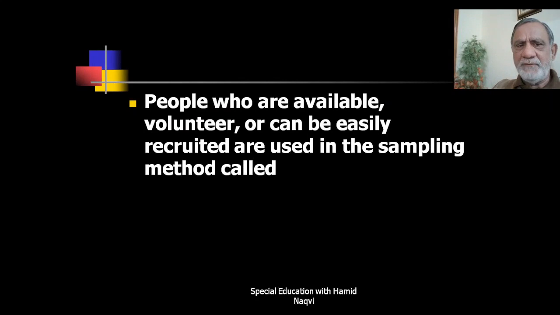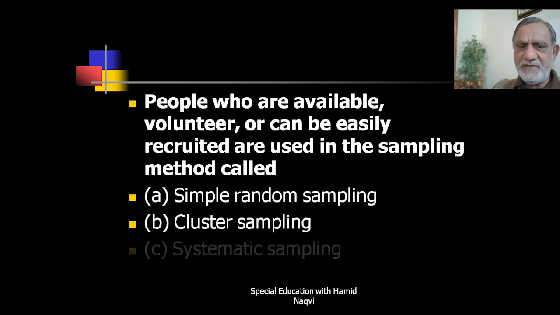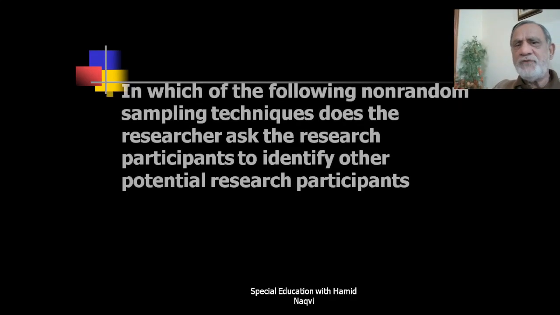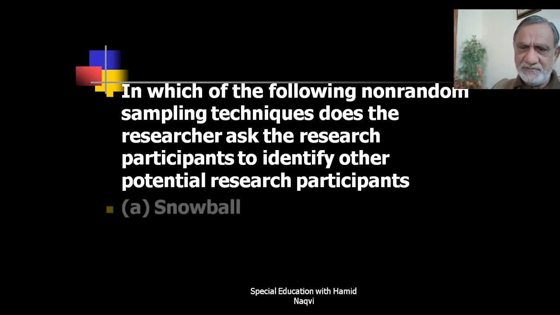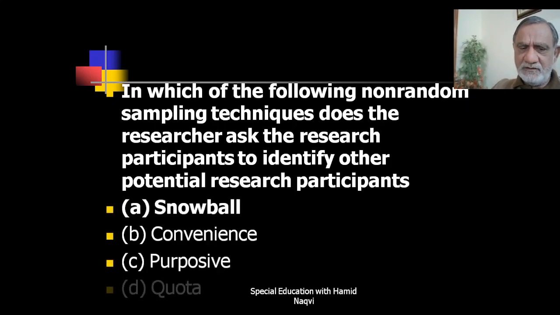People who are available, volunteer, or can be easily recruited are usually in the sampling method called simple random sampling, cluster sampling, systematic sampling, or convenience sampling. The last one is the correct one, that is convenience sampling. In which of the following non-random sampling techniques does the researcher ask the research participants to identify other potential research participants? Snowball, convenience, purposive, or quota?